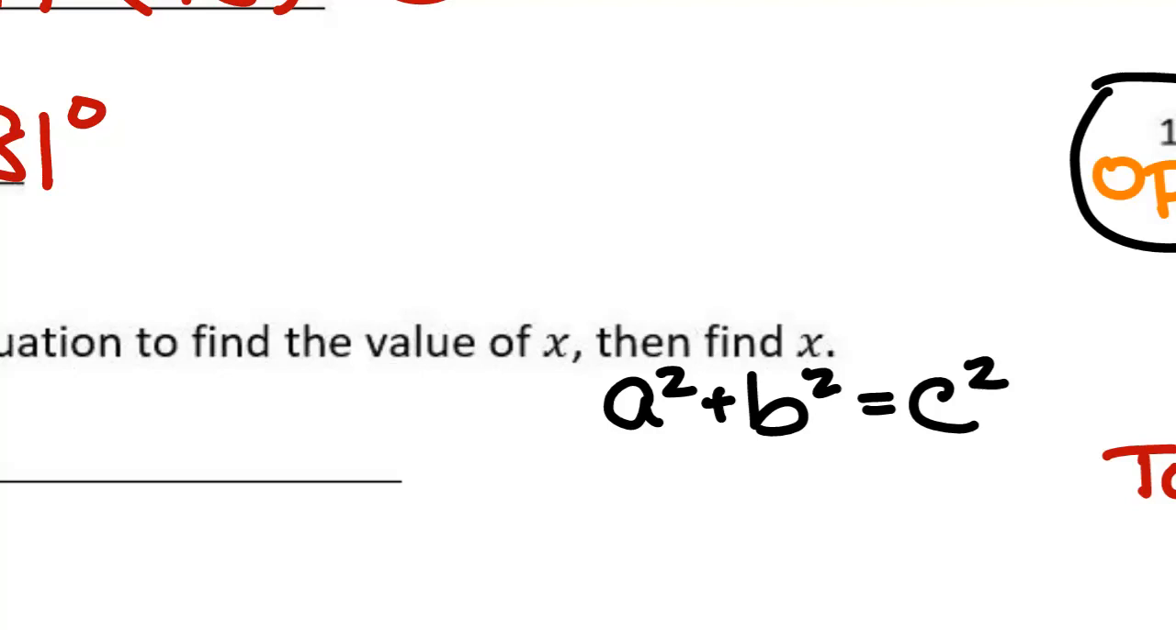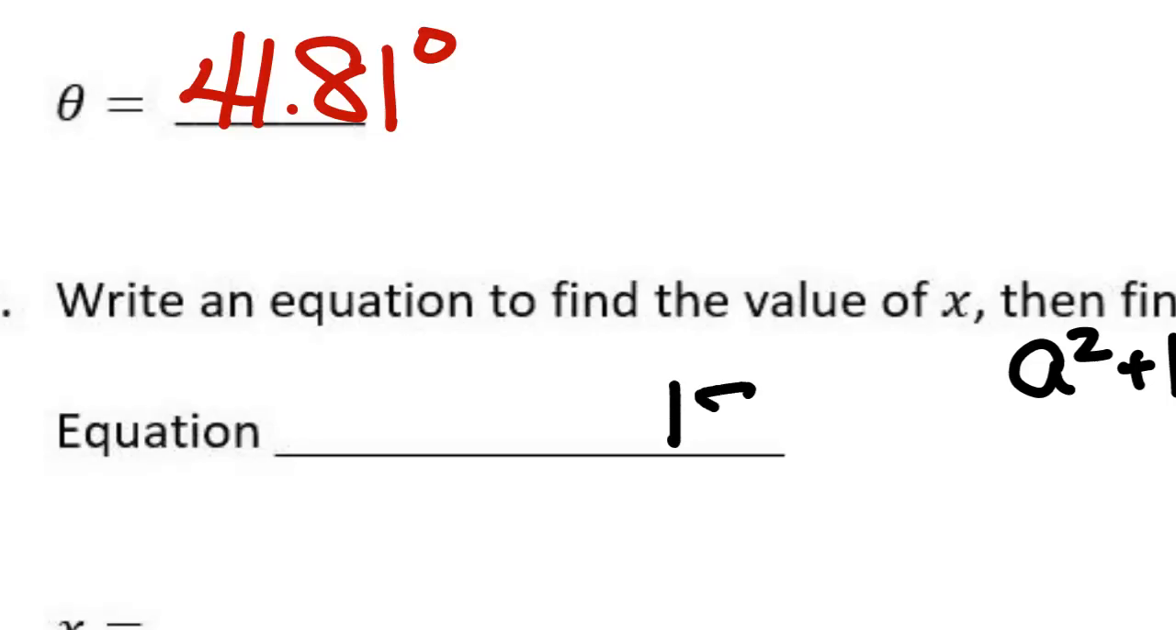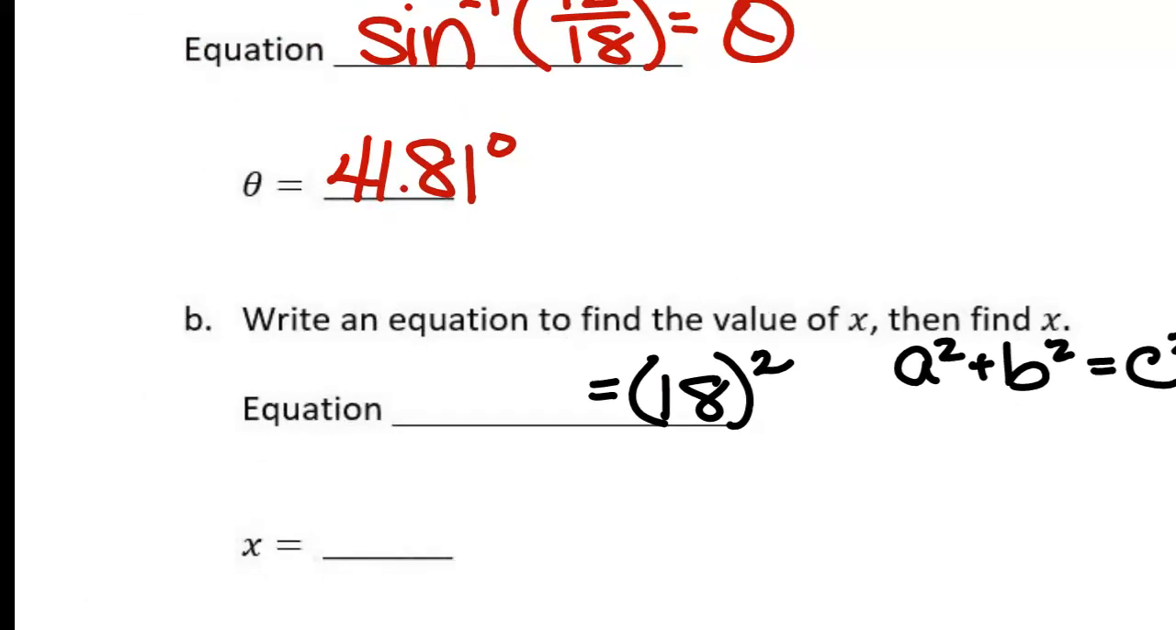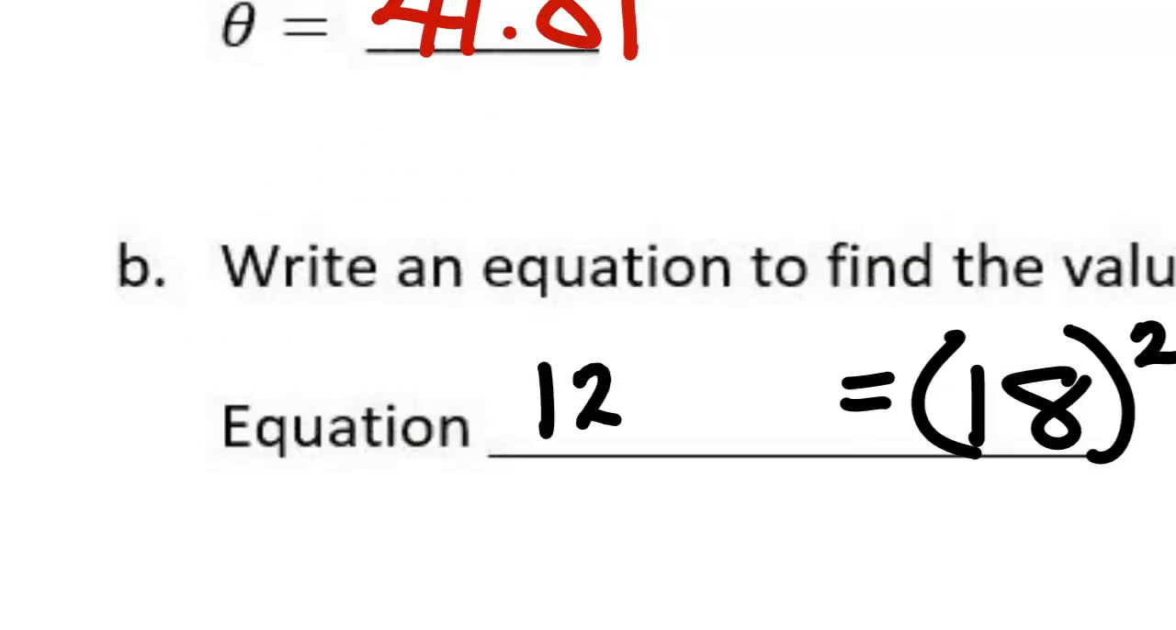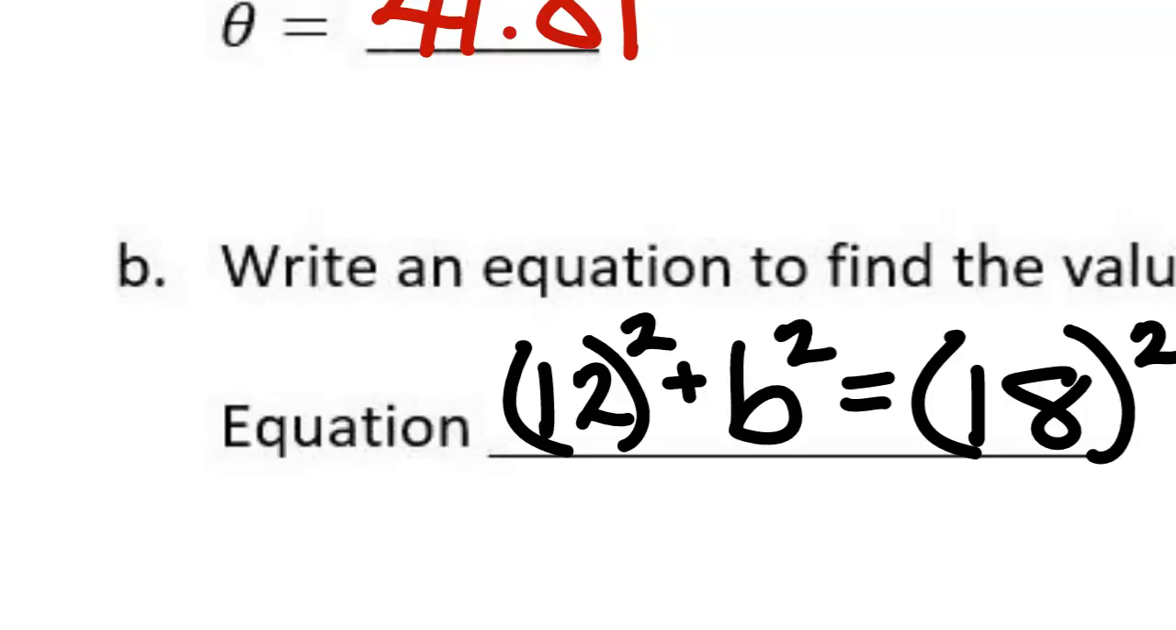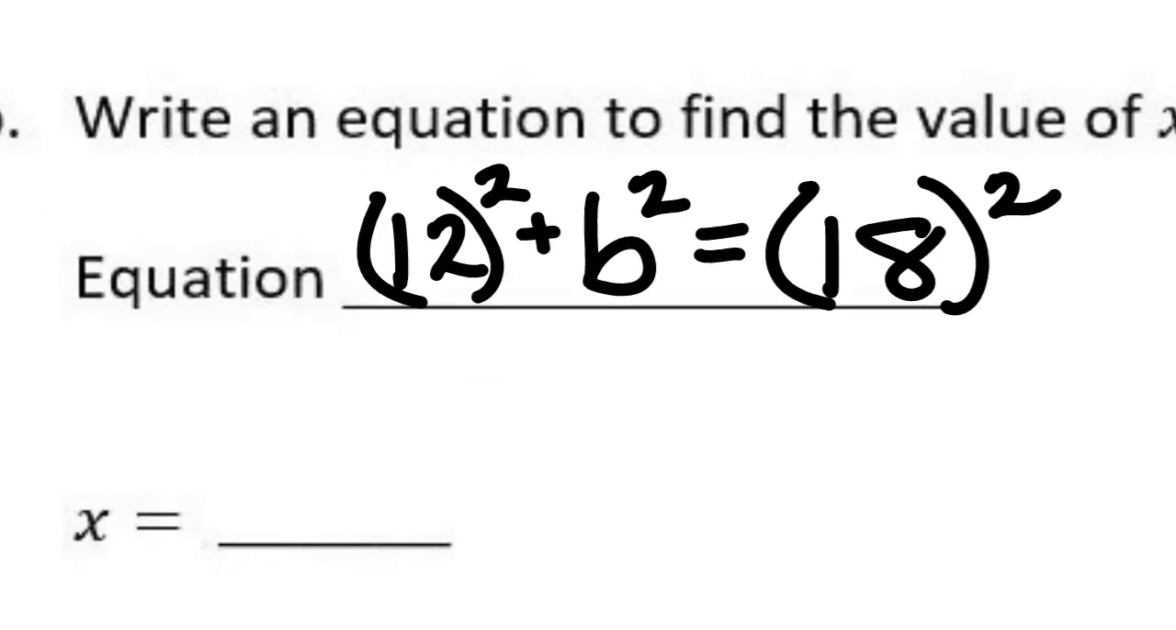Which piece has to go in for c? 18. Hypotenuse has to go in for c, so we have 18 squared in the place of c. What goes in for a and for b? 12 goes in for one of them, and the other one just stays a variable. So 12 squared plus b squared, or a squared plus 12 squared equals 18 squared. So then we solve this.